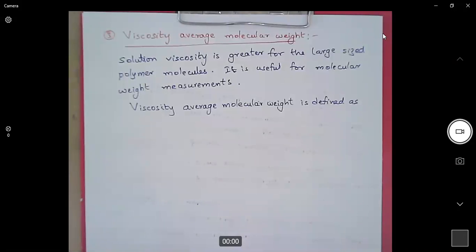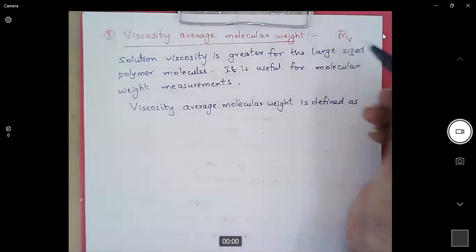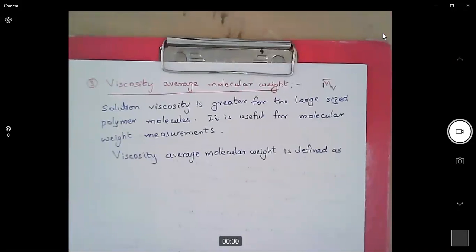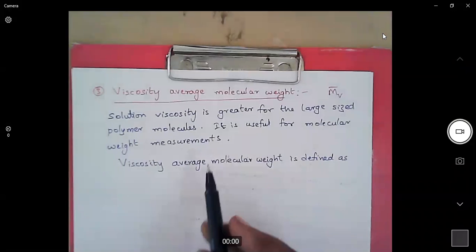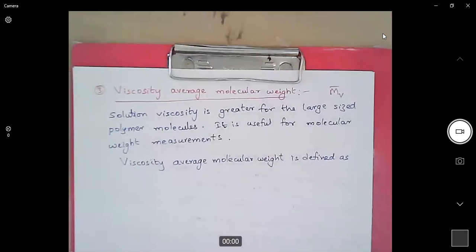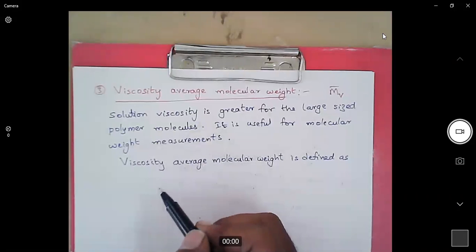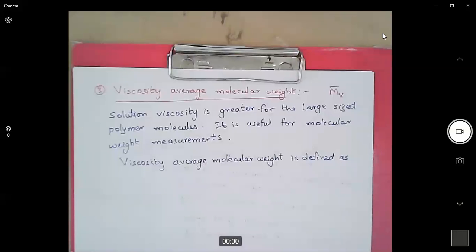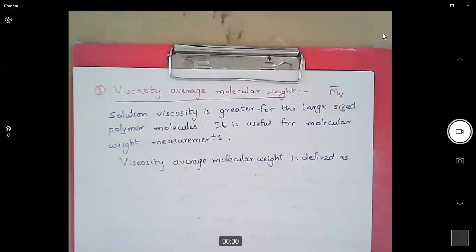Viscosity average molecular weight is denoted by M bar suffix V. Solution viscosity is greater for the large sized polymer molecules. So whenever we prepare a polymer solution, the viscosity will generally be much higher than the solvent viscosity. So this observation is useful for the measurement of molecular weight of polymers.